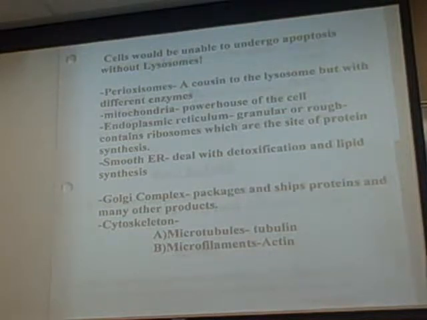Cytoskeleton, made of two different kinds of protein. Tubulin's the larger of the two. Actin is the much thinner, thread-like protein, structuring the internal part of the cell membrane, so that the cell has a lot of flexibility.